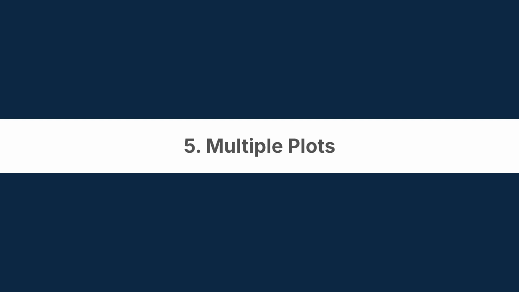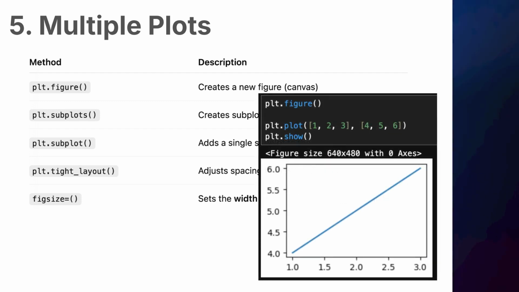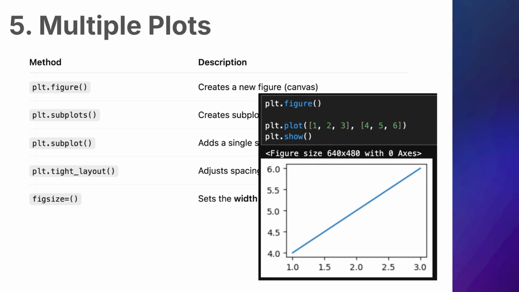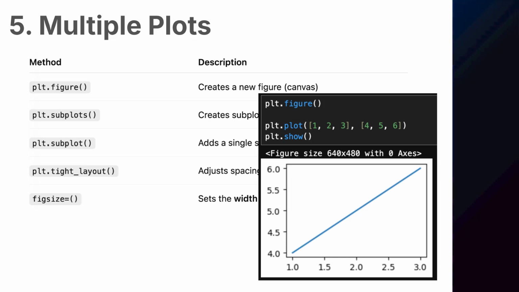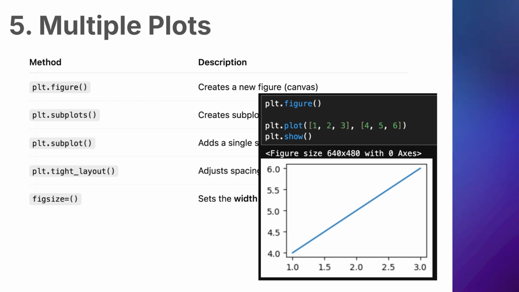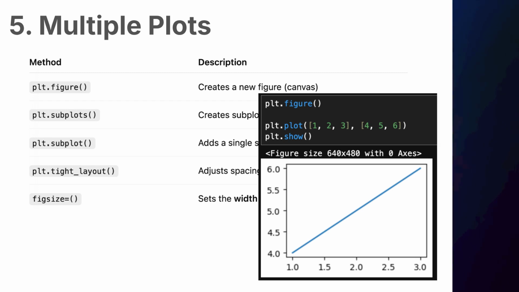5. Multiple plots. Let's check how to create multiple plots step by step. First, the figure method. It creates a new blank canvas to draw on. You usually use this when you want to create multiple charts separately. If you don't call plt.figure, Matplotlib will automatically create one for you. But when you want full control, like making multiple charts, you should use this.